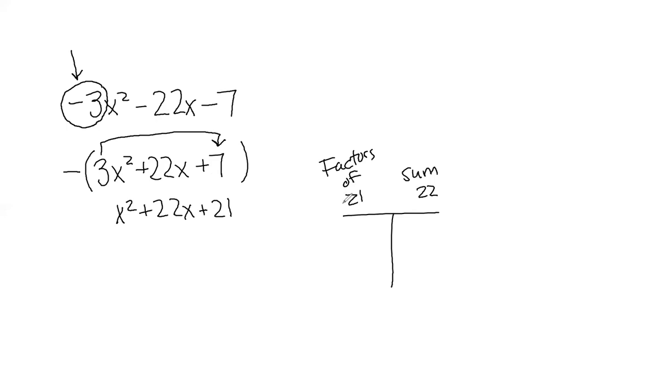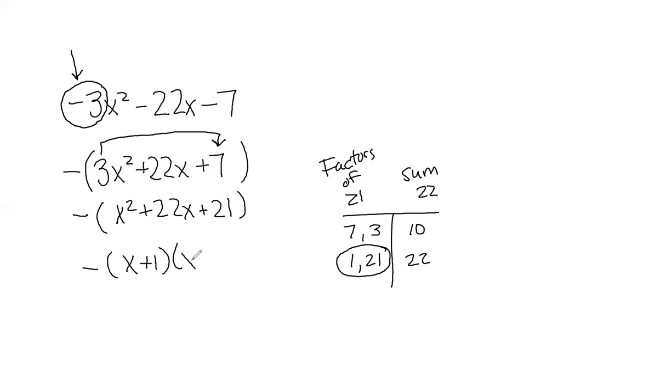And there's not a lot of factors of 21. It's basically 1 and 21 and 7 and 3, right? And when I look at their sum, 7 and 3 would give me 10. 1 and 21 gives me the 22 that I want. So the factors I'm going to use are x plus 1 and x plus 21. But don't forget, there's that negative outside here. Don't lose it. So x plus 1 and x plus 21.